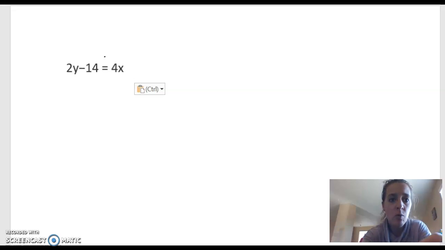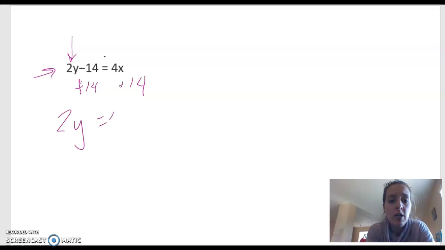All right, we're going to try and walk through this one in the steps that I would take to get y all by itself so I could graph it. The first thing I see is that y is over here, so I'm kind of going to leave it alone. And I always want to undo addition and subtraction first. So since something's being subtracted from it, I'm going to go ahead and add that 14 to both sides. So I end up with 2y equals 4x plus 14.